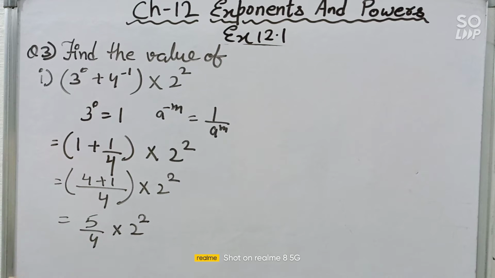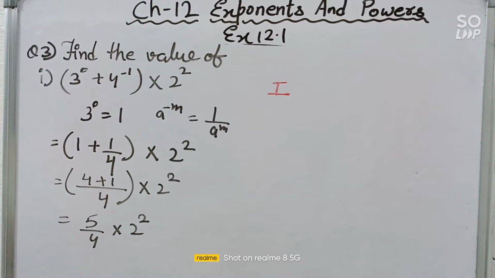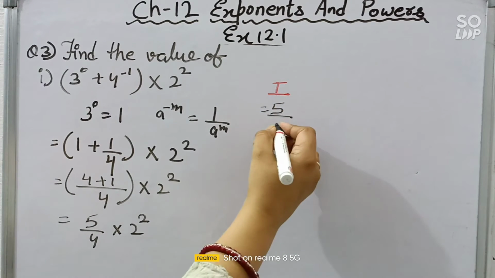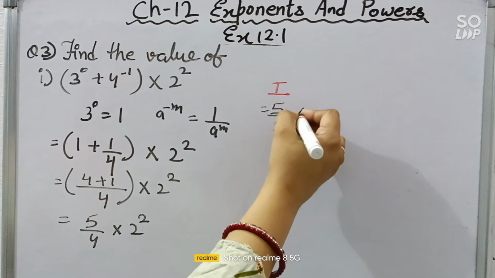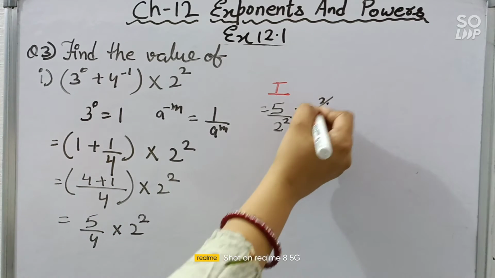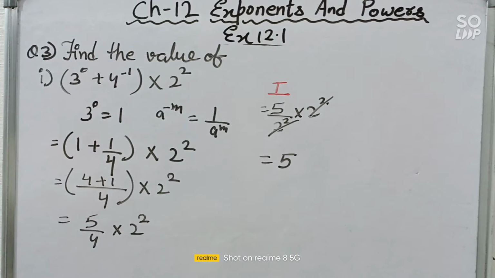Now there are two ways. First, you can write this 4 in terms of exponent, or you can write this 2 raised to the power 2 in terms of its value. So the first one is, we can write 5 upon 4 as 5 upon 2 raised to the power 2, and we were already having 2 raised to the power 2 in multiplication. So this gets cancelled out and our answer is 5.